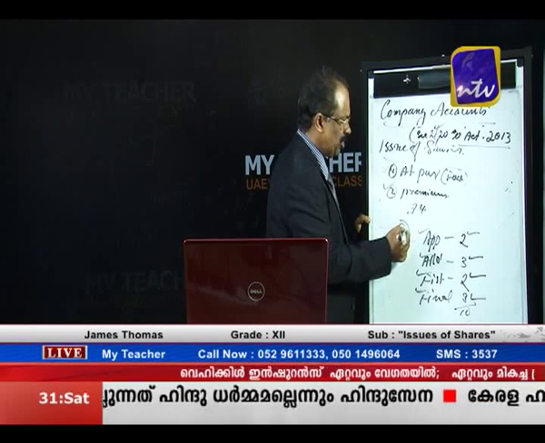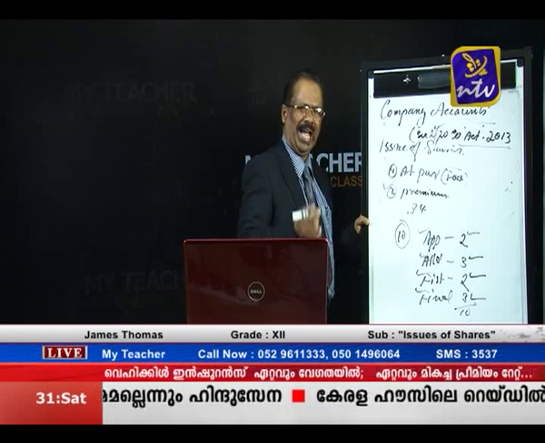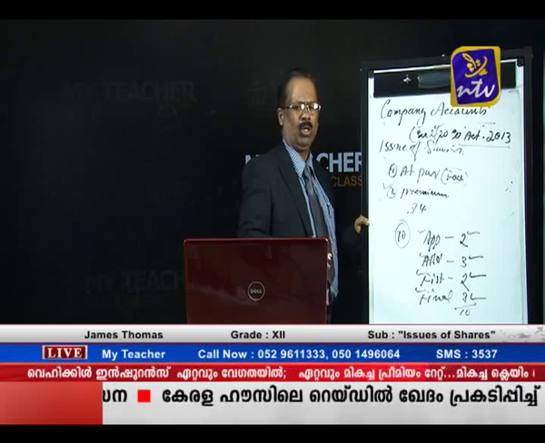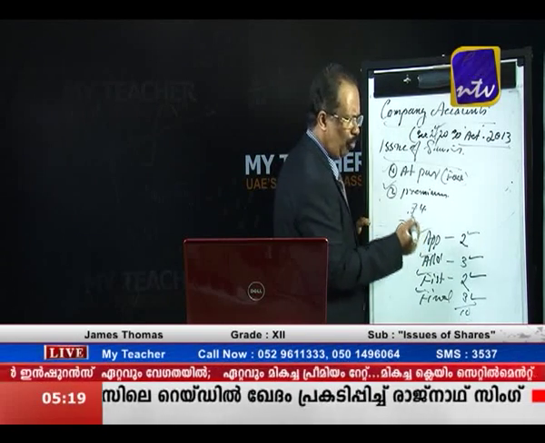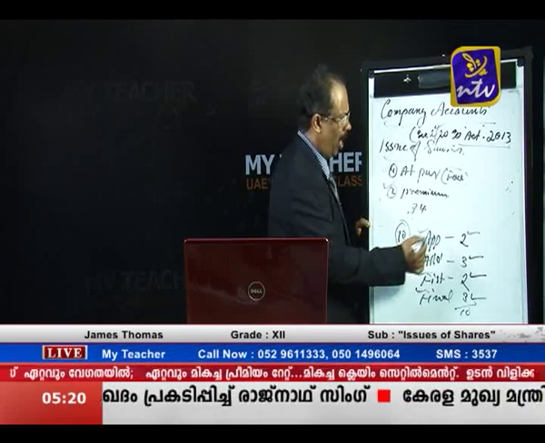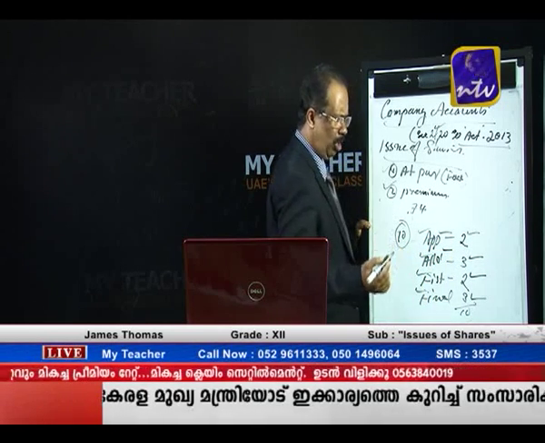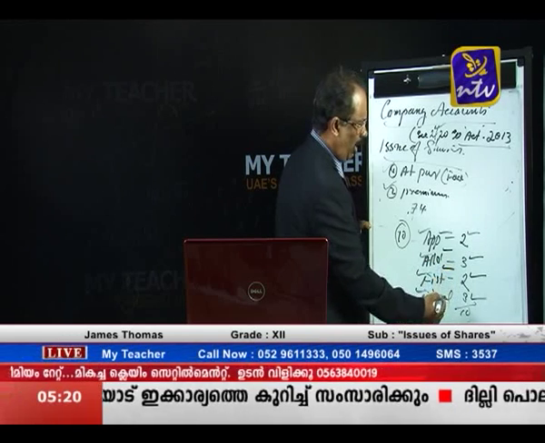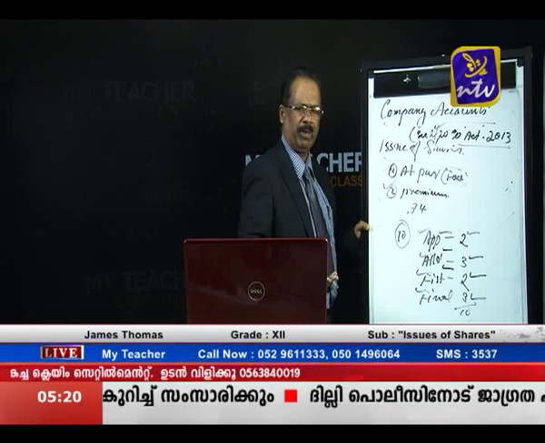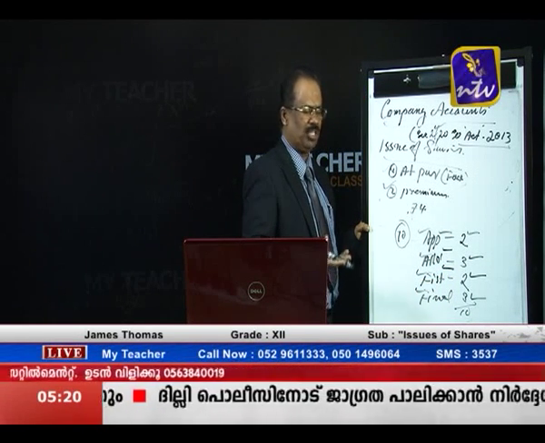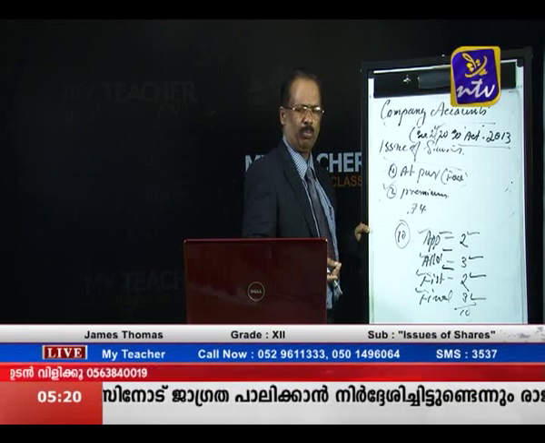Suppose the value of the share is 10 rupees. That 10 rupees you can either collect as a lump sum amount, or we can collect it in the following ways: application money 2 rupees, allotment money 3 rupees like an installment, first call 2 rupees and final call 3 rupees. So that means the total value of the share is 10 rupees.